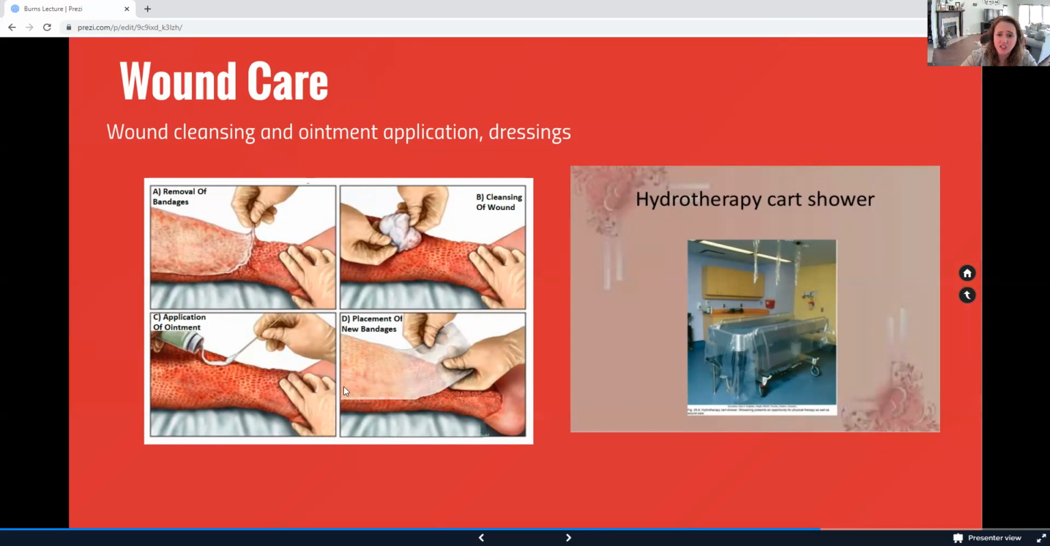Dressings can impede circulation if they're wrapped too tightly, again, with those circumferential burns. So we want to make sure we don't wrap it so tight that we're cutting off the circulation. And we need to do those peripheral pulse checks frequently on the extremities to make sure that they are not wrapped and dressed too tightly on these people.